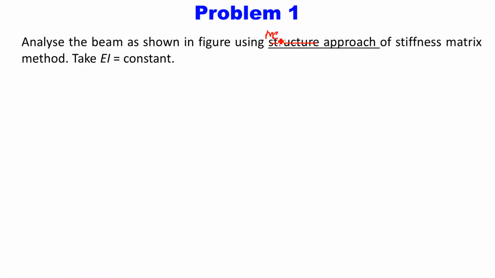The statement of the numerical example is: analyze the continuous beam as shown in the figure using the member approach of the stiffness matrix method, take EI constant. For simplicity, I am solving the same problem by member approach which we already solved by structure approach, so it is simple for students to understand the difference between the two.